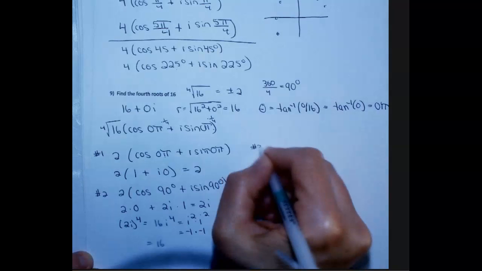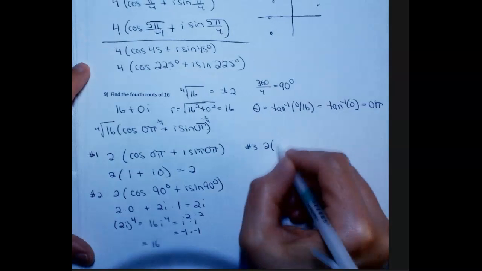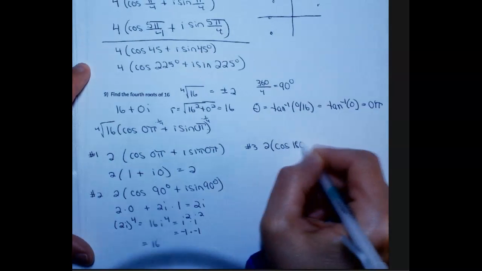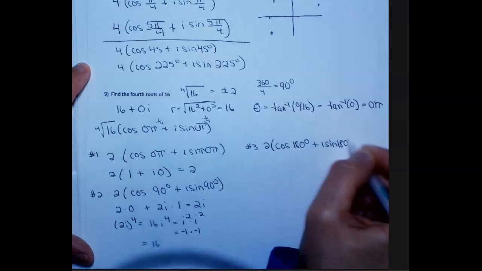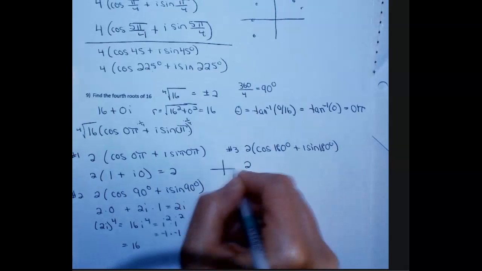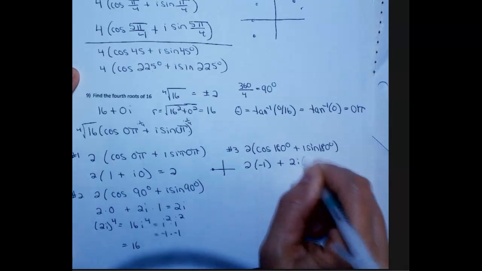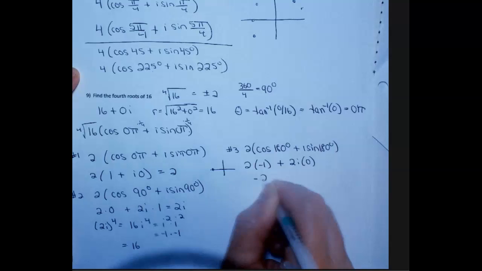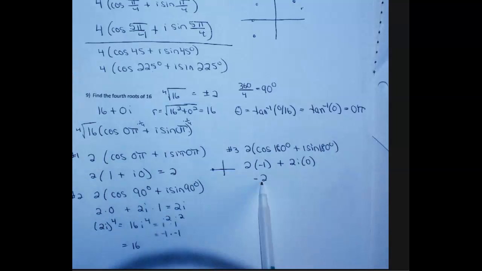Let's go on to the next root. So again, same magnitude, but we're traveling another 90 degrees from here, so that would put me at 180. So we've got 2 cosine of 180 plus I sine of 180. So think about 180 degrees is here. My cosine is -1. My sine is 0. This simplifies to -2, which I already knew on my own. Again, taking -2 to the 4th power gets me back to 16.